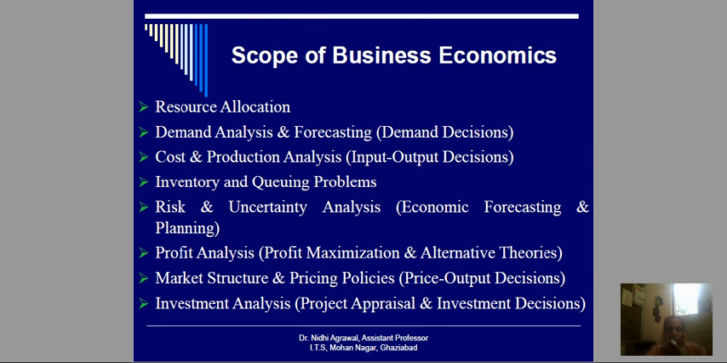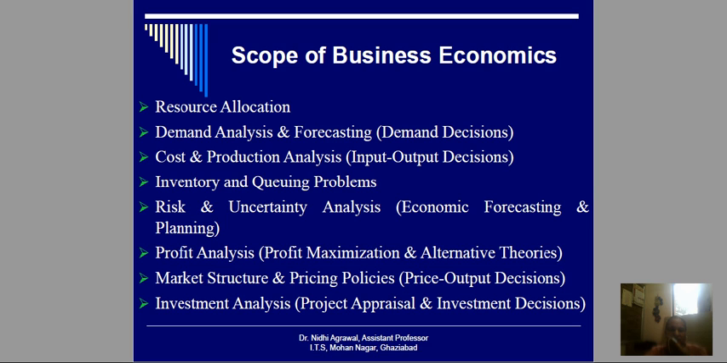Next is the scope of business economics. The scope of business economics is very wide as we are talking about business. The whole business sector, or business enterprises, have been considered under the domain of this subject. First of all, resource allocation, as there are different kinds of firms. Some of them are producing a single product, some are producing two products or more, meaning multi-product firms. With the help of this, we can allocate the resources as per the requirement.